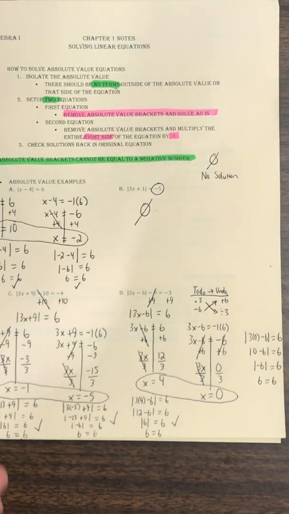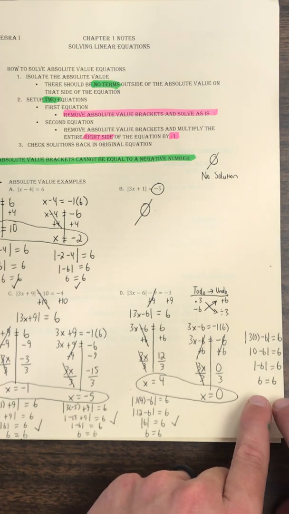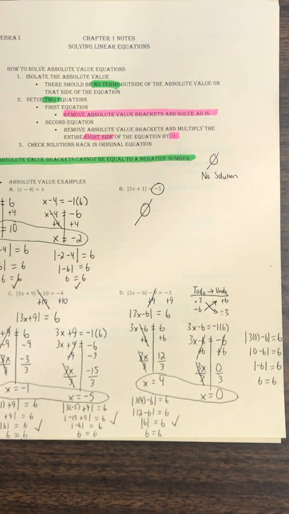Now, if you get one that does not equal itself, like 5 equals 6 or whatever it may be, they're not always going to come out to 6 equals 6 like in our examples, that means that solution is an extraneous solution. You cross it out and it is not an answer. Only the other one would be.